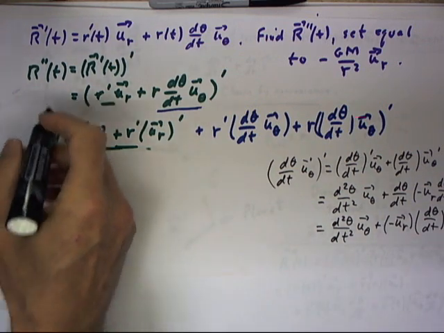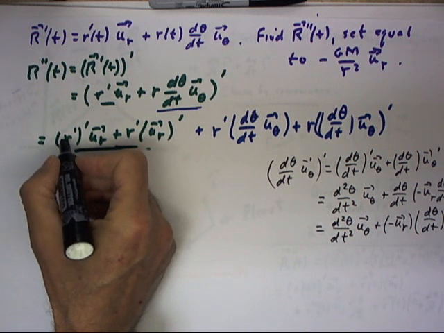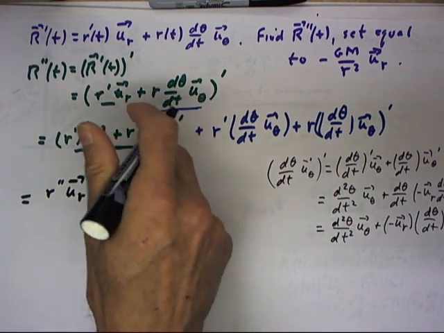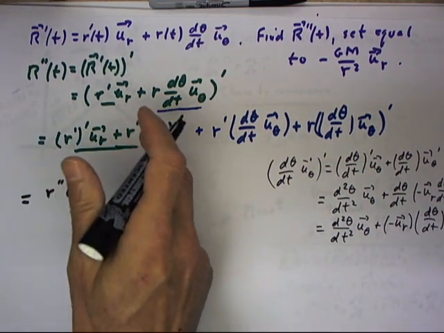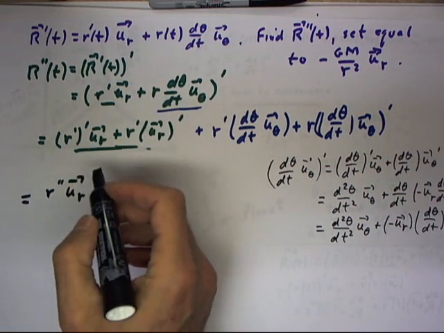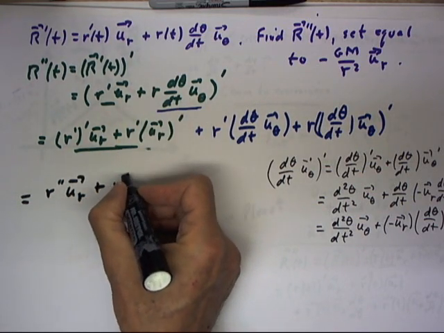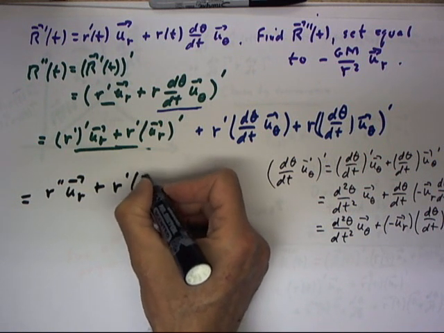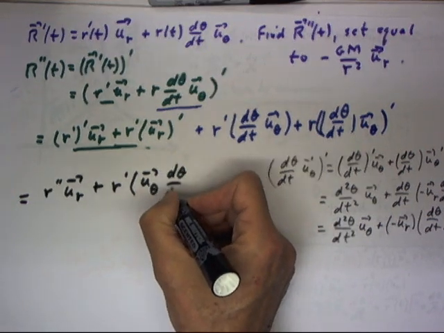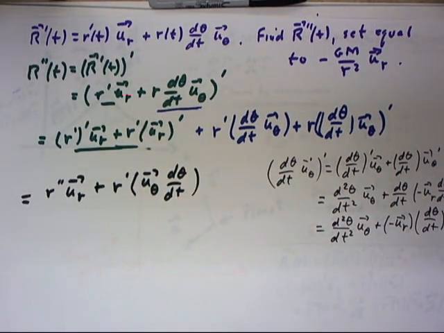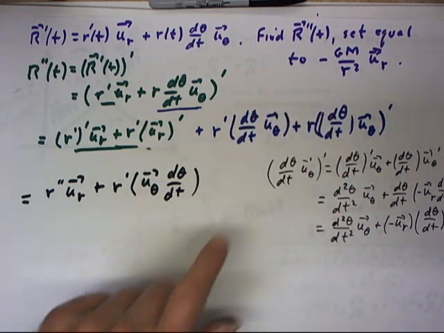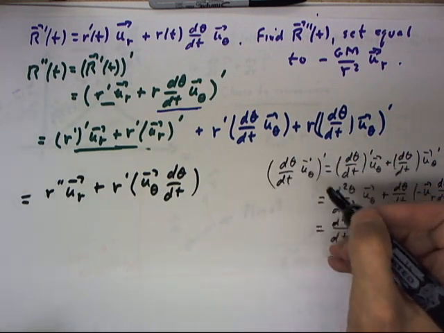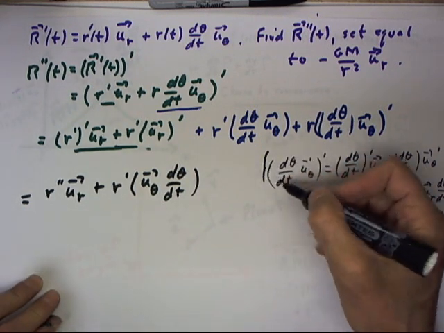So our expression for r double prime of t becomes what? R double prime is just r double prime, and that's times u sub r. Now u sub r prime is u sub theta times d theta dt. So we have then r prime multiplied by u sub theta d theta dt. And we have this term, which is okay as it is. Don't think I have room to squeeze that in here, but I'm not going to let that prevent me from trying.